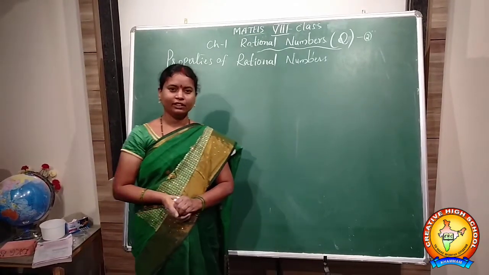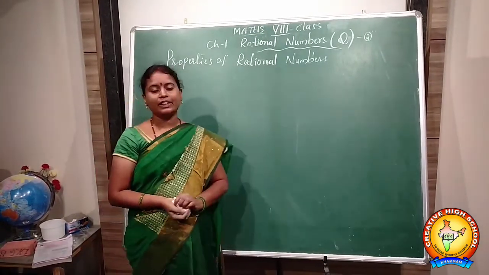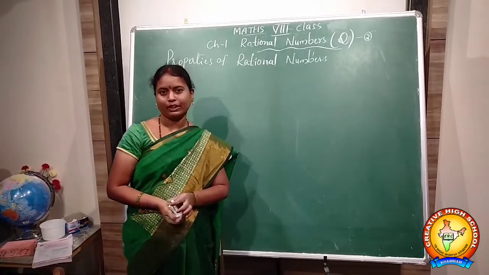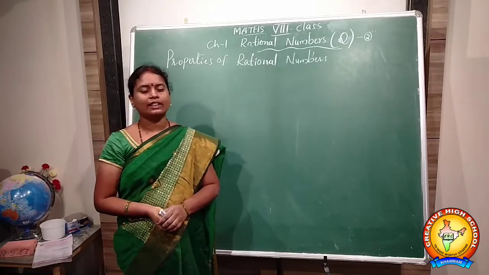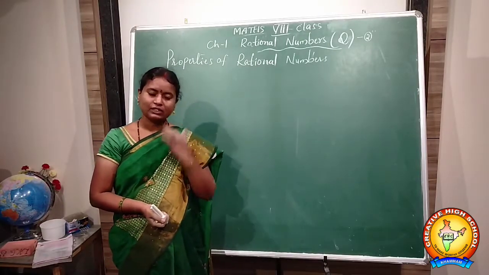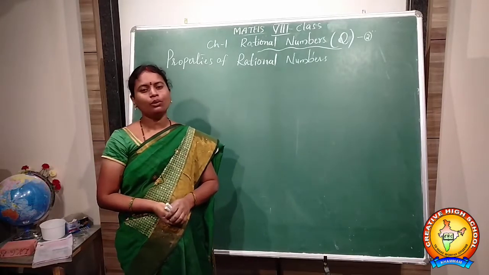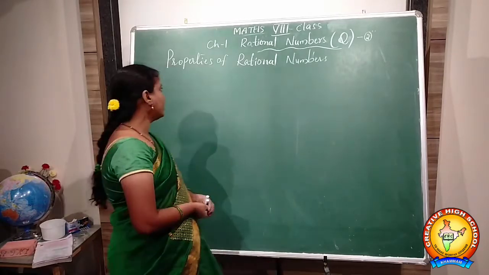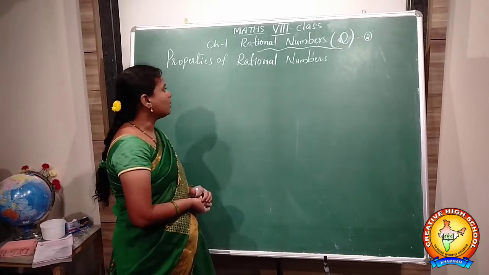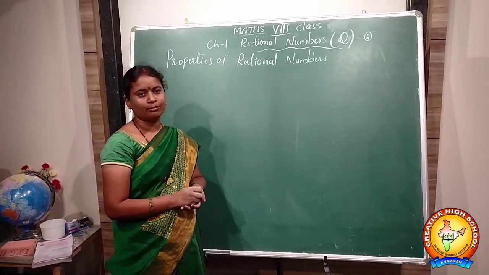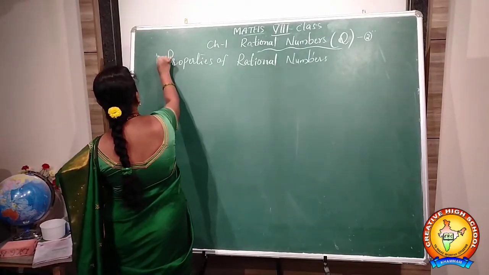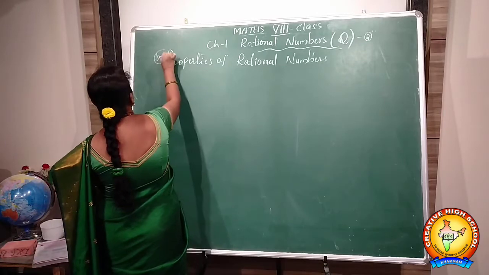Good morning, children. In our previous class, we discussed the role of 0 and 1. Yes, 0 is called the additive identity and 1 is called the multiplicative identity. So today in our class, we are going to learn some properties of rational numbers. This is a very important class, an important topic also. Listen carefully.